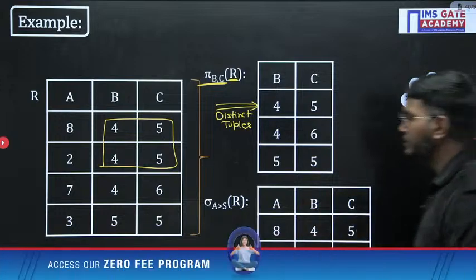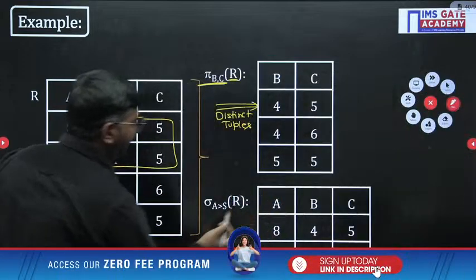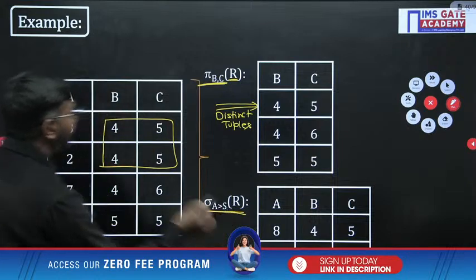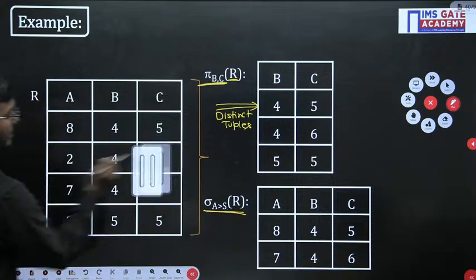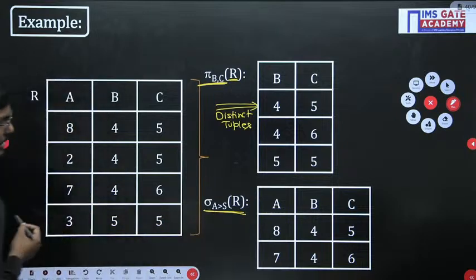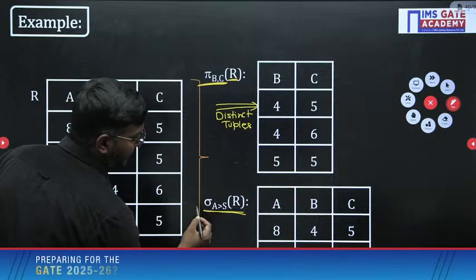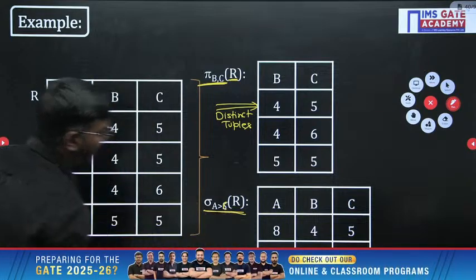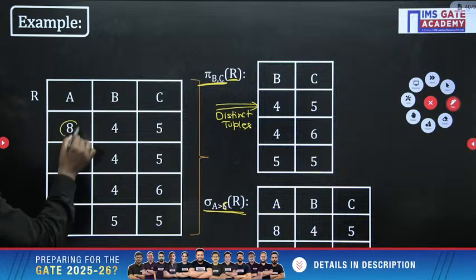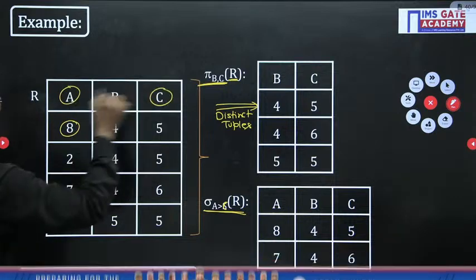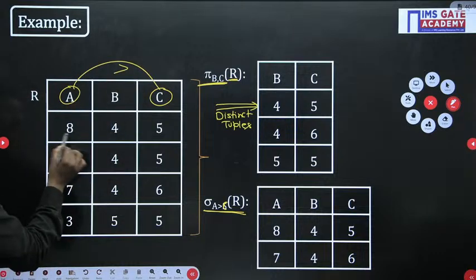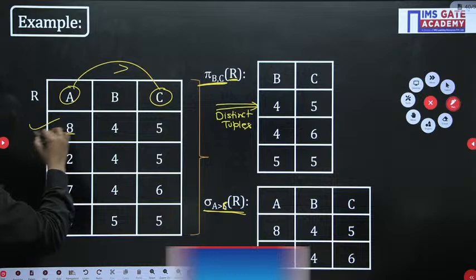Fine. Now how many records will be in the result of this RA expression? It will select the records based on the condition. Here the condition is A must be greater than C. Okay, this should be C here. Fine. So for the first record, it will check: is this A greater than C or not? Is this 8 greater than 5? Yes. Yes means it will select the first record.